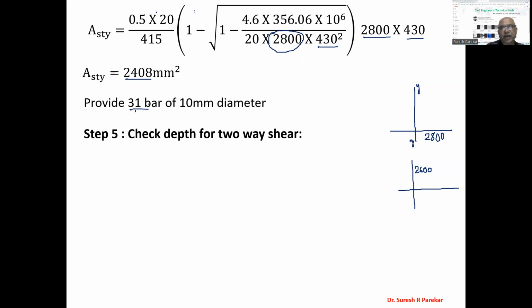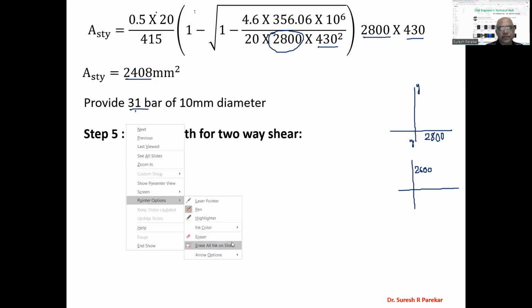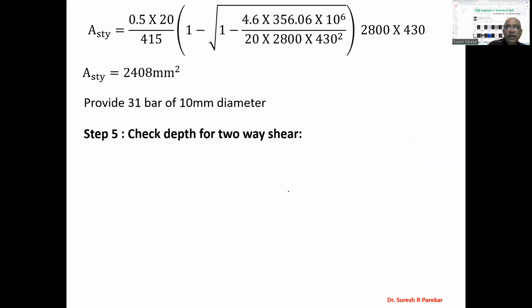Now check depth for two-way shear. This check of depth for two-way shear becomes very easy compared with the sloped footing. Now, if it is not mentioned in the examination, you can mention considering pad footing.